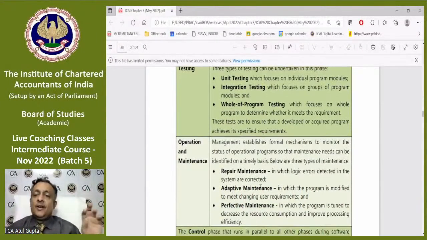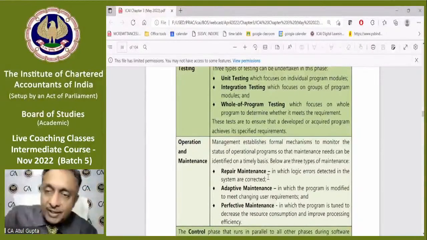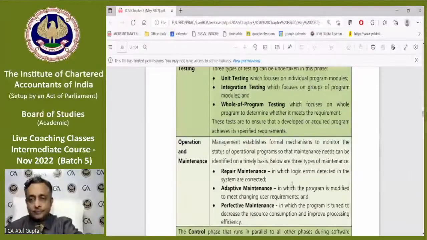Then, once tested, it is implemented, first the operational implementation. Then maintenance. There are three types of maintenance: repair, adaptive, and perfective.